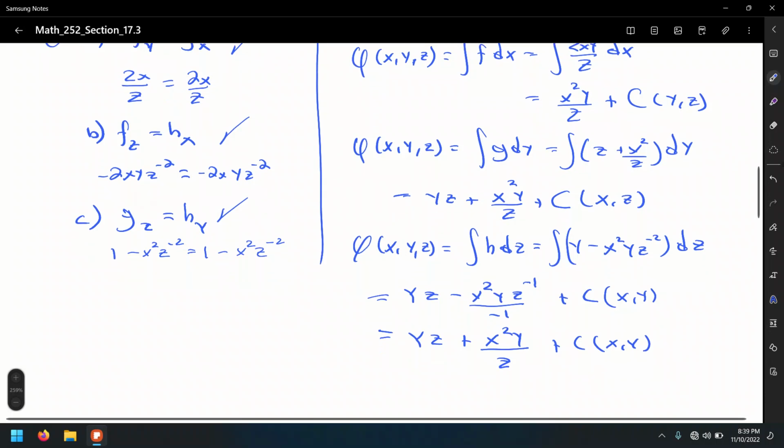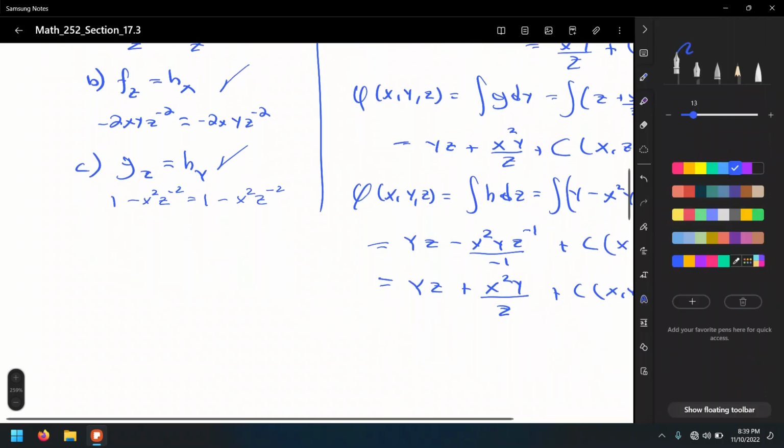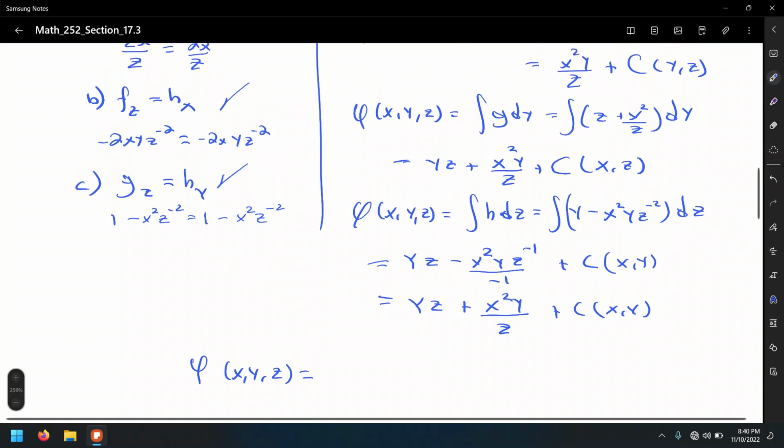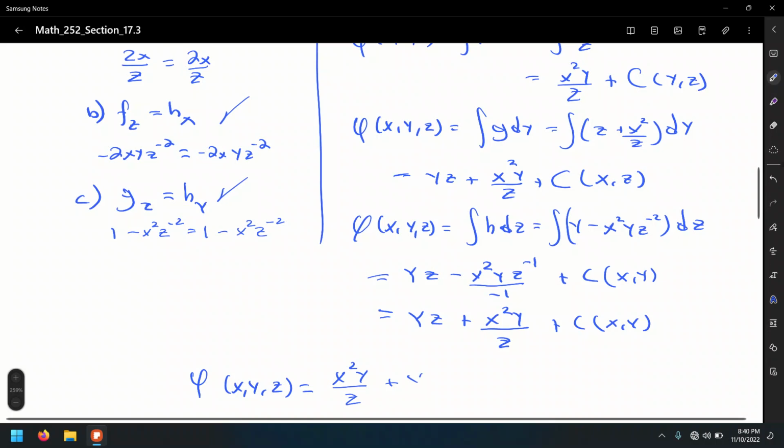So here is where we're going to put the parts together. We will basically reconcile everything here and call it phi of x, y, z, the actual potential function, with all the different instances without repeating. And what do we have? First of all, we got some x squared y over z plus yz. Do you see anything different? Is there anything different besides that? That's all it is, right?